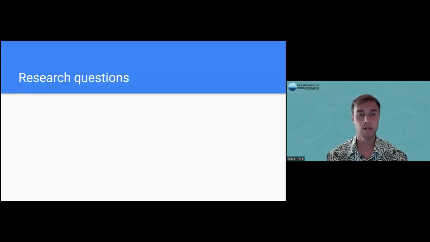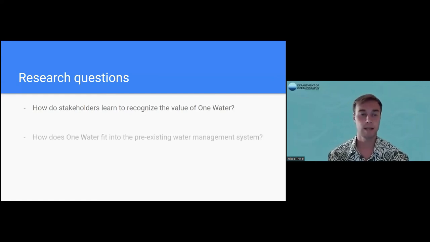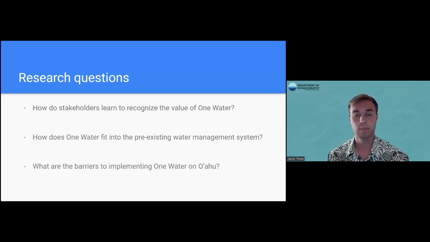The main research questions that my thesis work focused on were three key questions that I wanted to answer. First, how do stakeholders learn to recognize the value of One Water? Second, how does One Water fit into the pre-existing water management system? And lastly, what are the barriers to implementing One Water on Oahu?